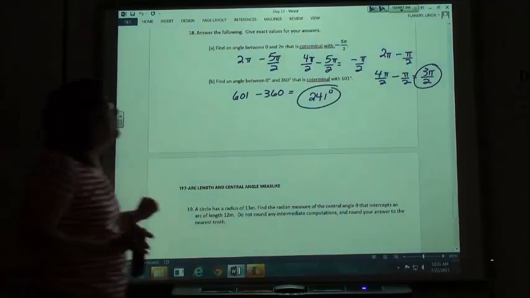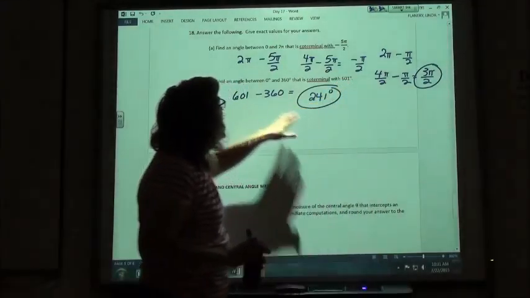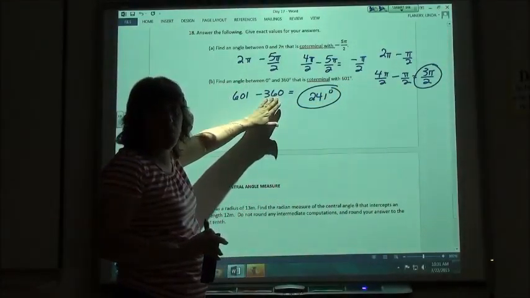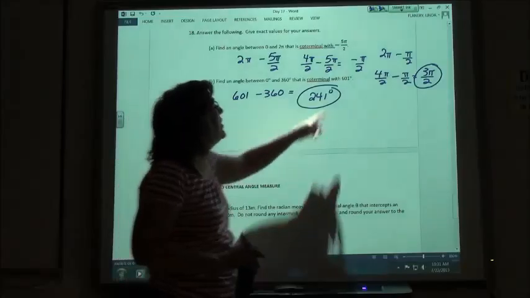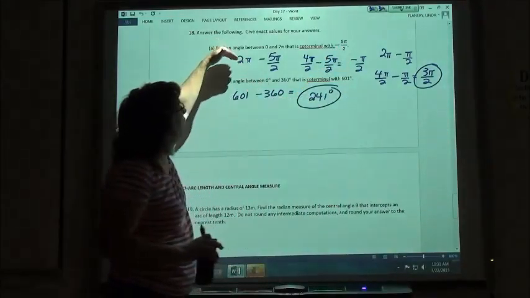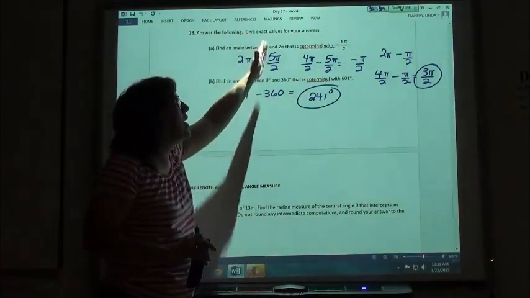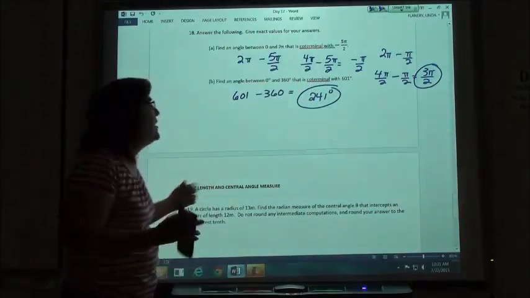So, again, if you're starting with a positive number, you're subtracting 360 or 2 pi. If you're starting with a negative one, you're going to start with the 2 pi or the 360 and subtract your angle and keep going till you get that positive number.